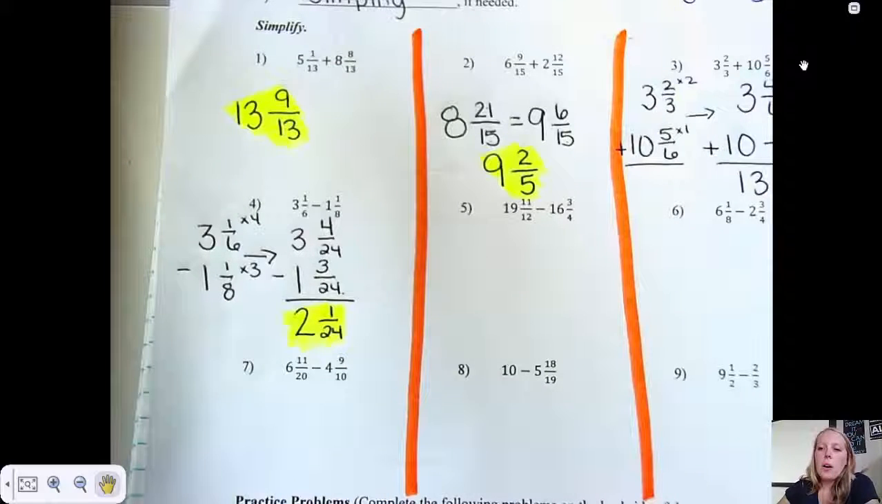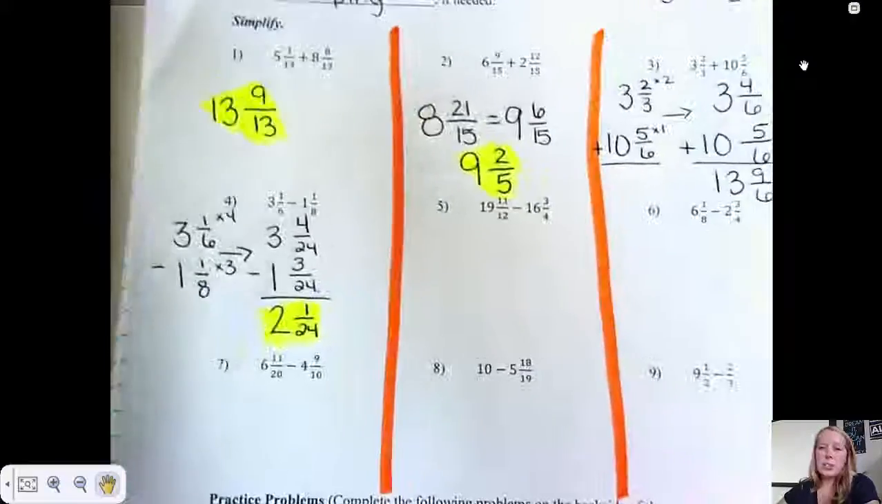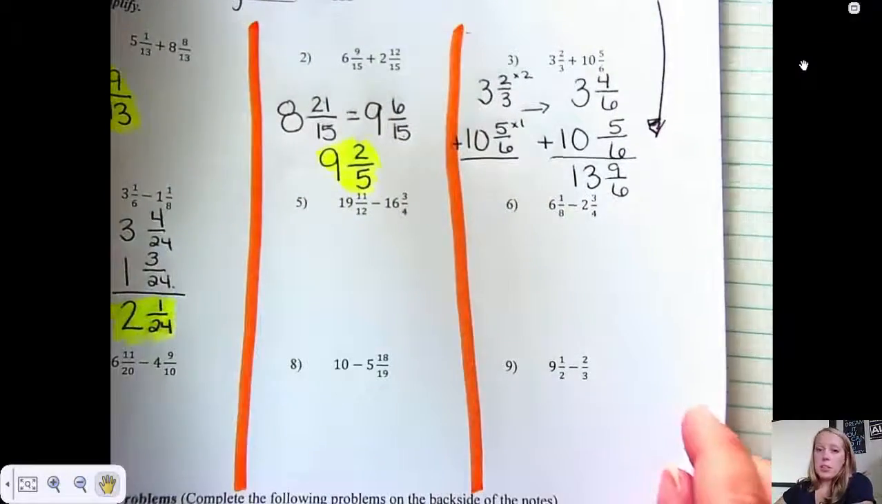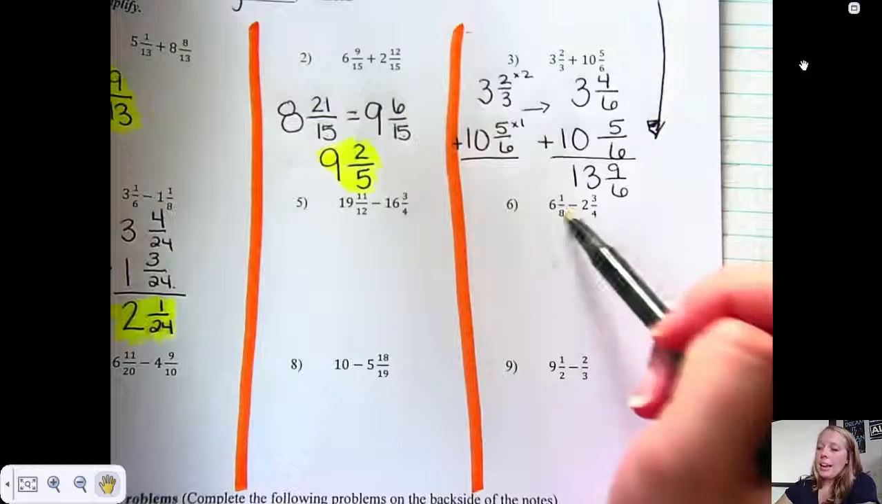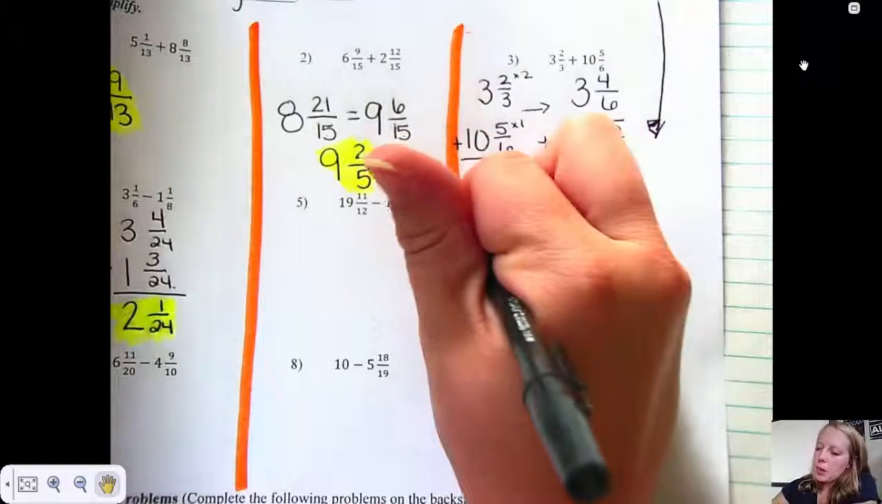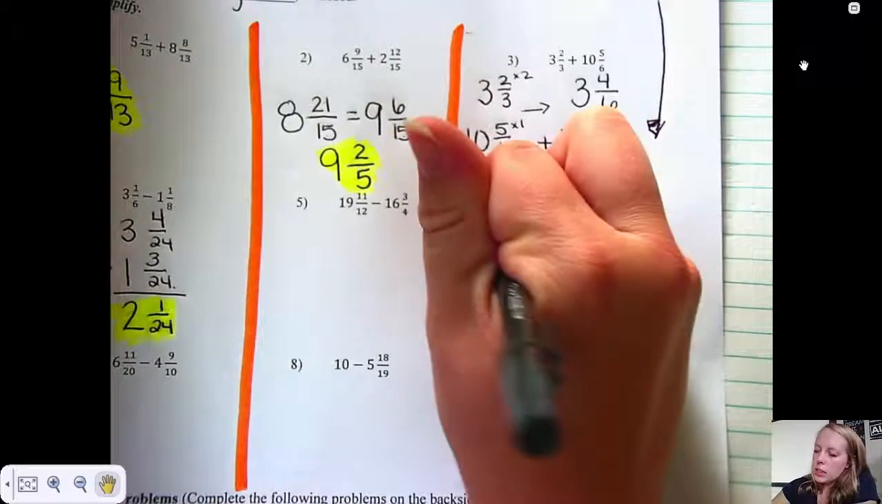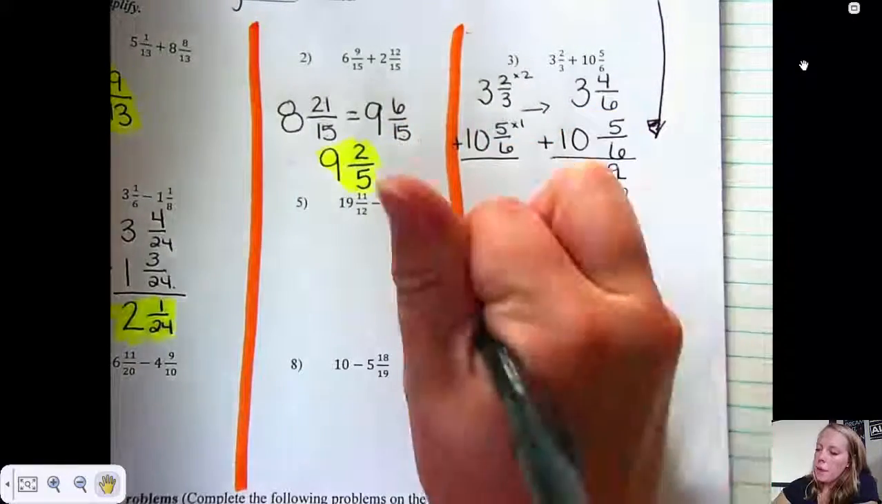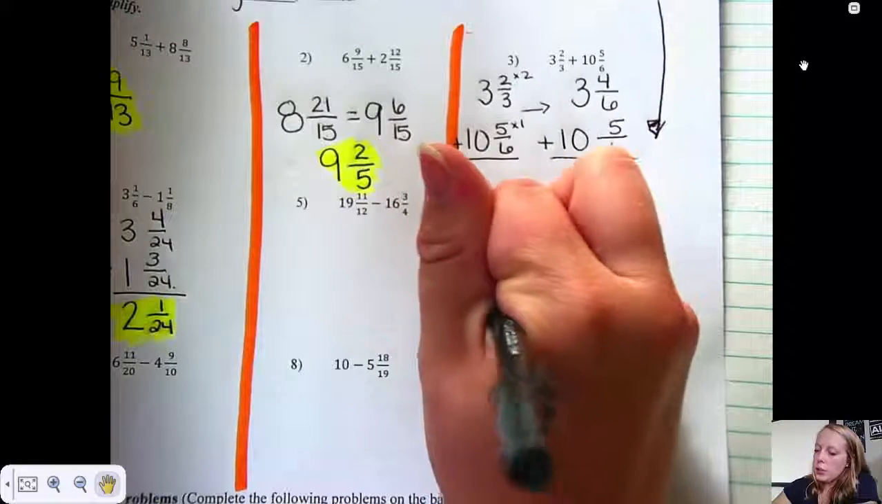Okay, now let's go on to a little bit different problem. Let's go on to number 6. As you see, we do not have common denominators. So 8 and 4, the best option would be 8. You could do 32, you could do 24, but the best option would be 8 for our common denominator. So 6 and 1/8 minus 2 and 3/4.